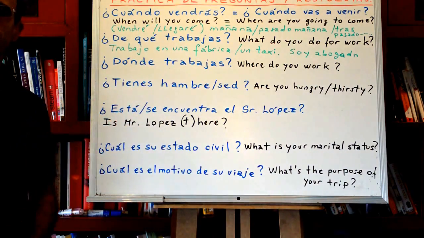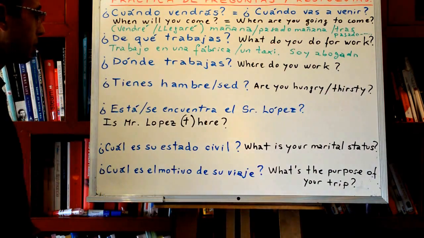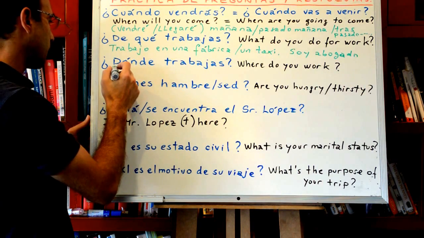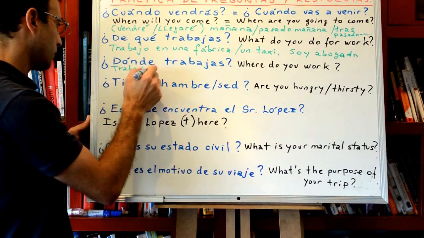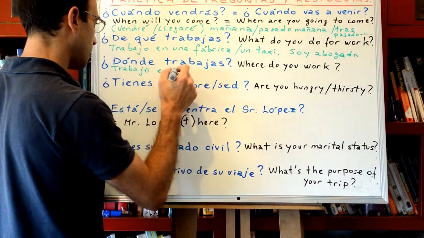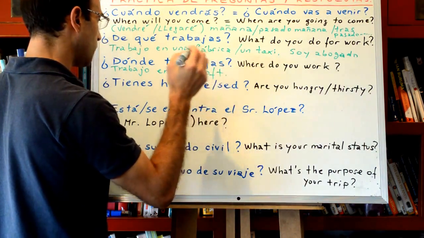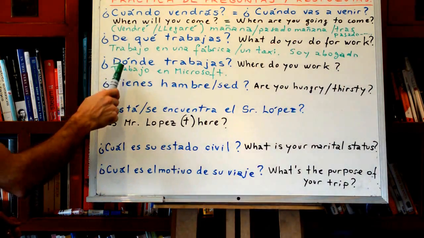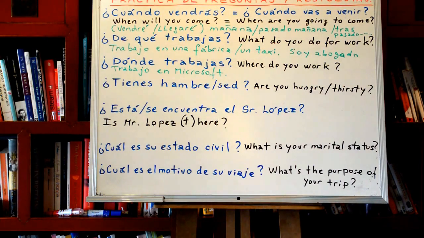¿Dónde trabajas? ¿Dónde trabajas? Where do you work? Where do you work? For example, trabajo en Microsoft. So, where do you work? ¿Dónde trabajas? Trabajo en Microsoft. For example, okay? I work for Microsoft, right?